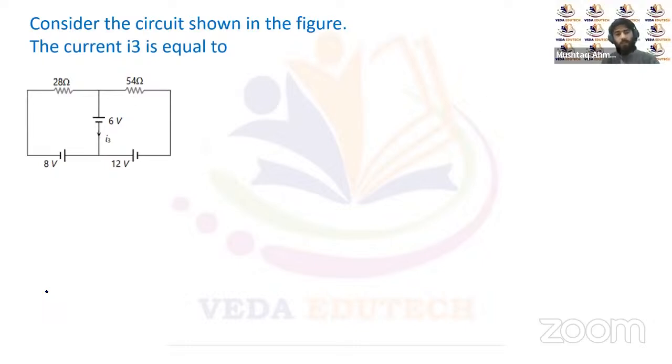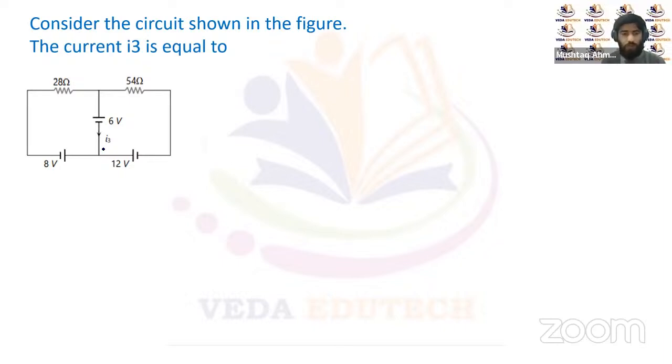You can see here in this circuit we have two resistors, 28 ohm and 54 ohm. The question is that we have to find this current I3 that's flowing through this battery of 6 volts. We have two more batteries here, one is an 8-volt battery, another is a 12-volt battery, and we have the 28 ohm resistor and the 54 ohm resistor. In order to find this current I3, we will be using Kirchhoff's voltage law.